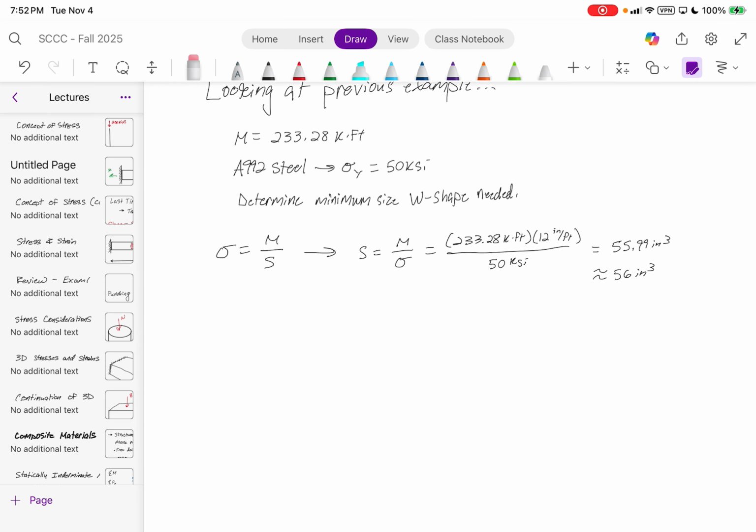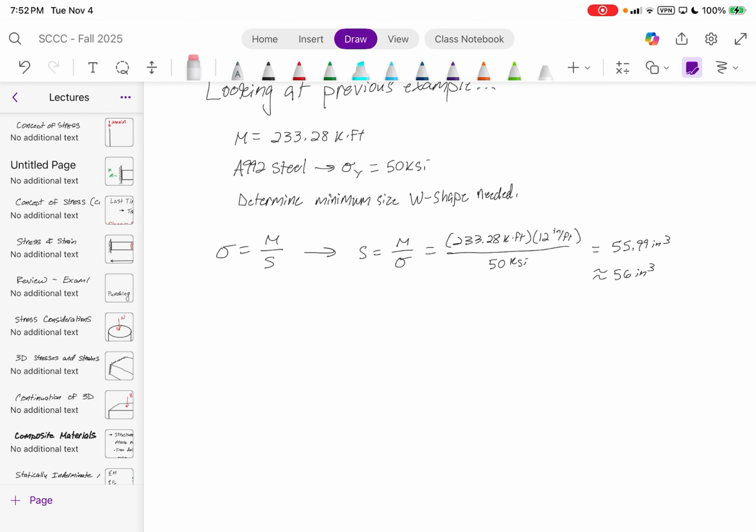Yeah. A lot of the factors of safety that come into play, I'm going to do in a second. I just want you to get comfortable with looking at the table right now and picking the minimum size shape. The factors of safety are accounted for. A lot of times the building code is usually the minimum governing code.